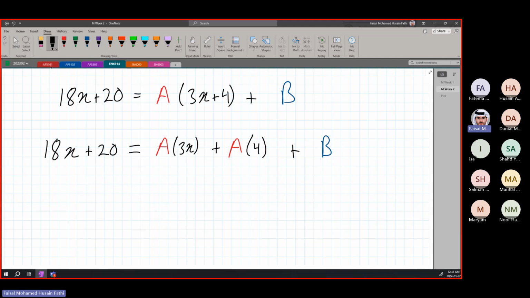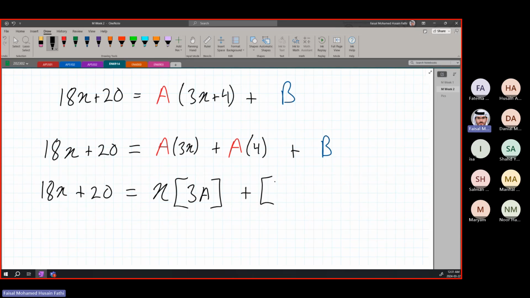So we'll keep 18x on the right side only. On the left side, nothing changes. So now we have x by itself, and what will be inside here? It will be 3a. Okay, and now the constants again we will arrange by themselves. So we will have 4a plus b.